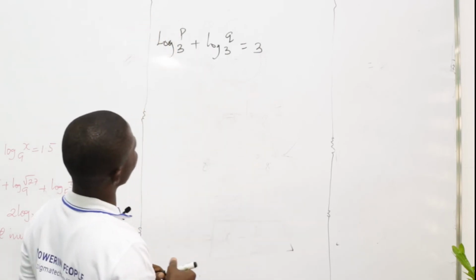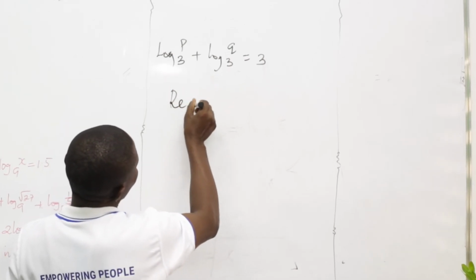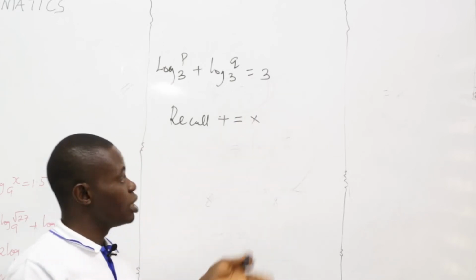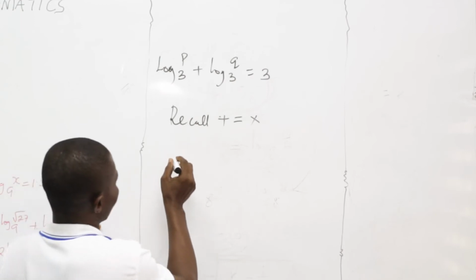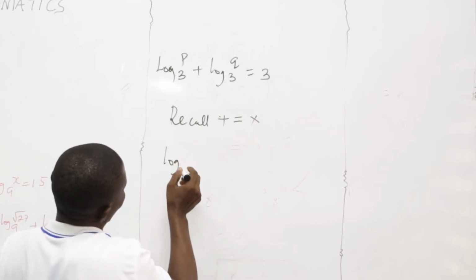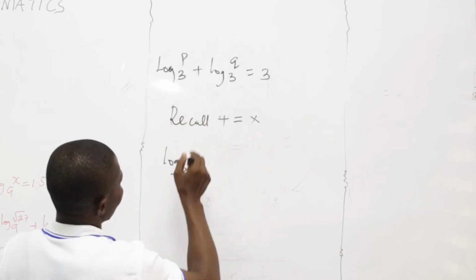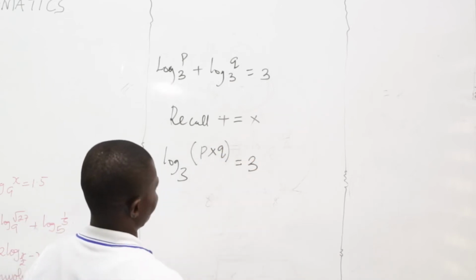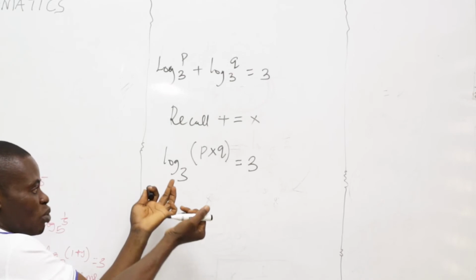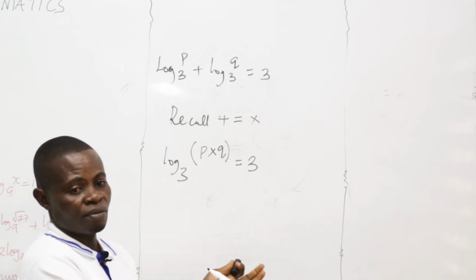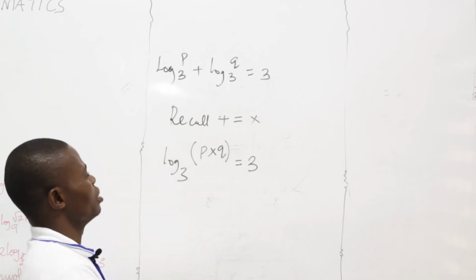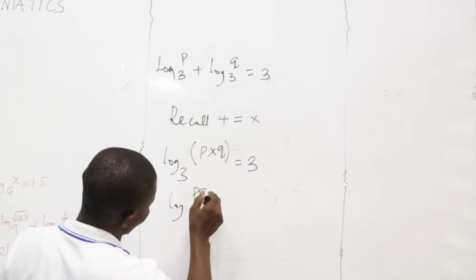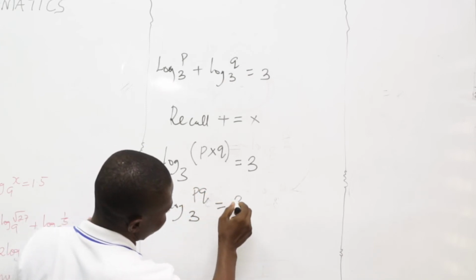So for this, what do we do? You recall that plus equals what? Multiplication in logarithm. So we'll have log 3 of p times q equals who? 3. I don't need to be writing this separately again because I want to combine them and bring them together. So you will have now log PQ base 3 equals 3.